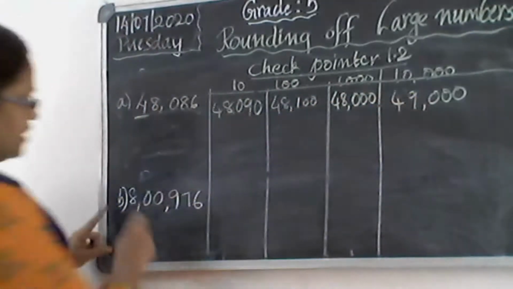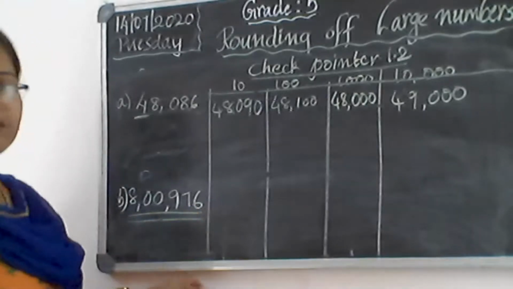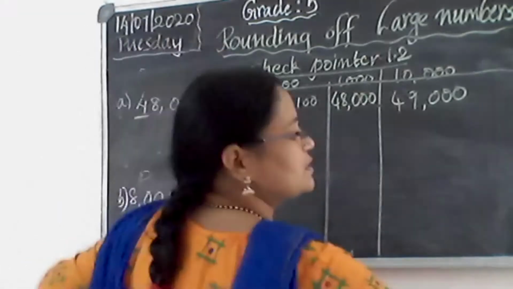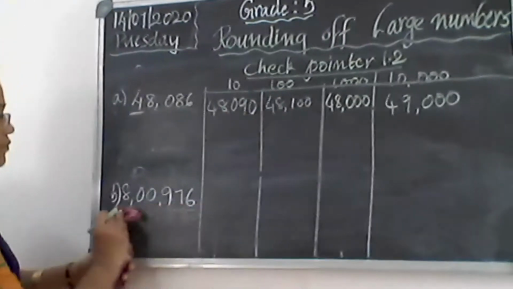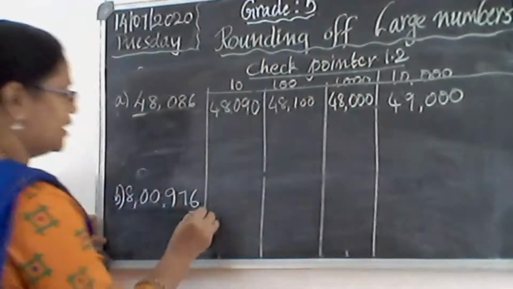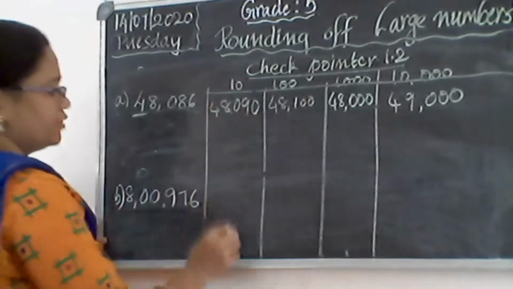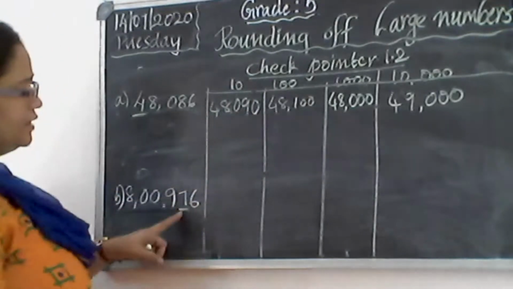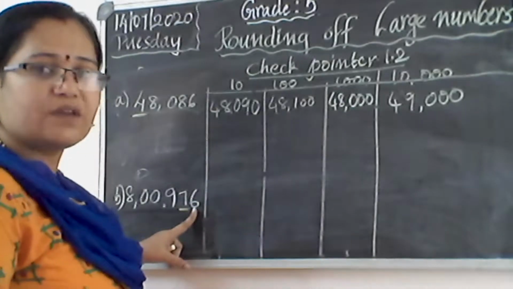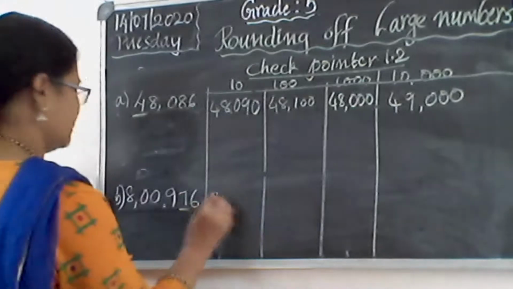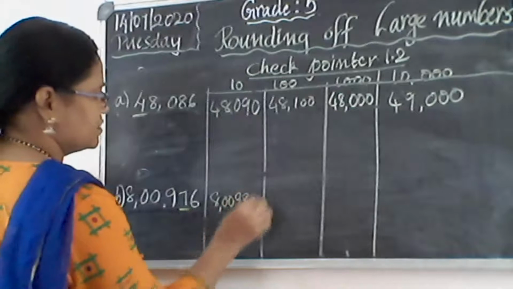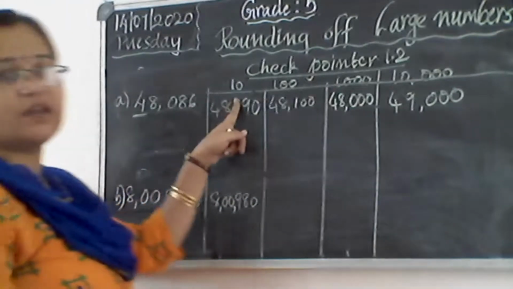Now I will explain with a 6-digit number also. This is also the same. Look at the ones digit. What is the ones digit here? The ones digit is 6. We have to round down to the nearest 10, so look at the tens digit. The tens digit is 7. The digit ahead is greater than 5, so increase the digit. Instead of 7, we have to write 8 and 0. This is how we will round off to the nearest 10.